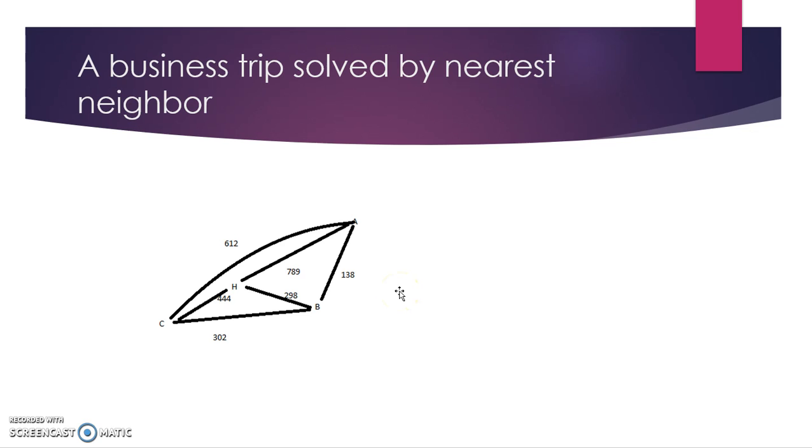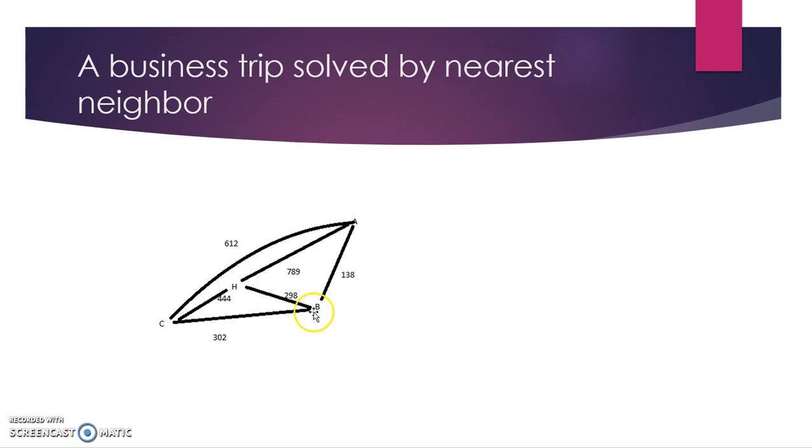So in the nearest neighbor, you have to start somewhere. So let's say we're starting in Augusta, and you just look at all the things exiting from it. So I'm looking at the 612, the 789, the 138. You pick the cheapest one. So I'm going to go 138. I'm now in Boston. I'm not going to return back, not right away. I have to visit the other cities first. So I'm looking at those 2 costs, 298, 302, and I go the 298.